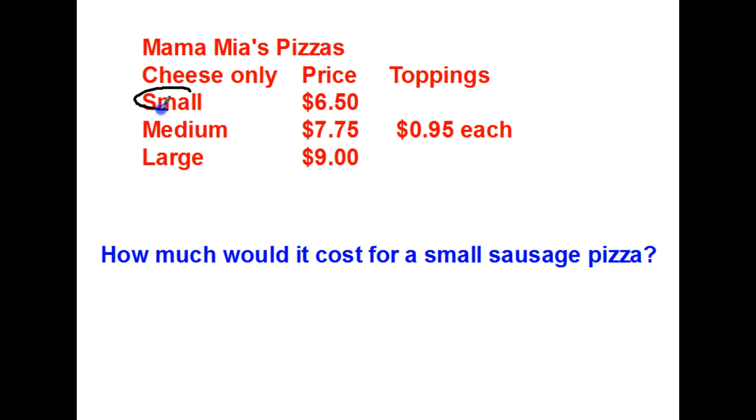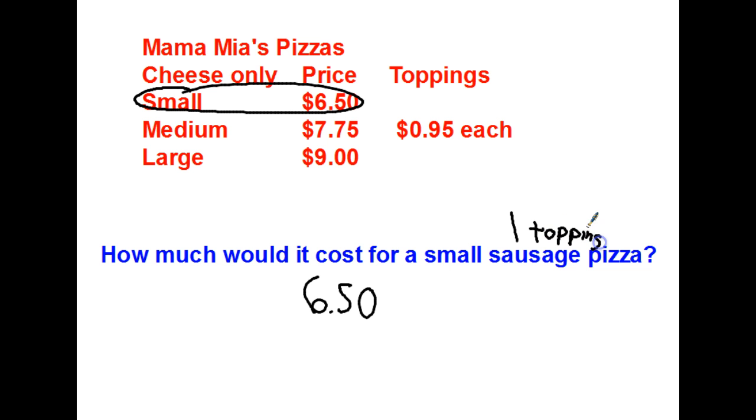So first thing I'm going to do is come up and get the small, which is $6.50. And then if I'm getting sausage, that just means I'm getting one more topping. So 1 at 95 cents would just be 95 cents. Add it on, and I'm at $7.45.